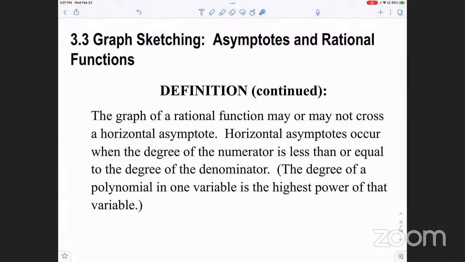when this was first introduced to me, there were 3 scenarios. The first one is when the degree of the numerator is less than the degree of the denominator. Then the horizontal asymptote is going to be y equals 0, or the x-axis. When the degree of the numerator is equal to the degree of the denominator, then we take the ratio of the leading coefficients. The third case is if the degree of the numerator is larger than the degree of the denominator. There are some other cases that pop up once the degree of the numerator is larger than the degree of the denominator.